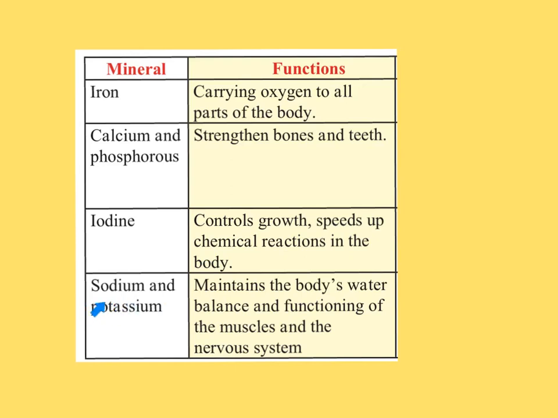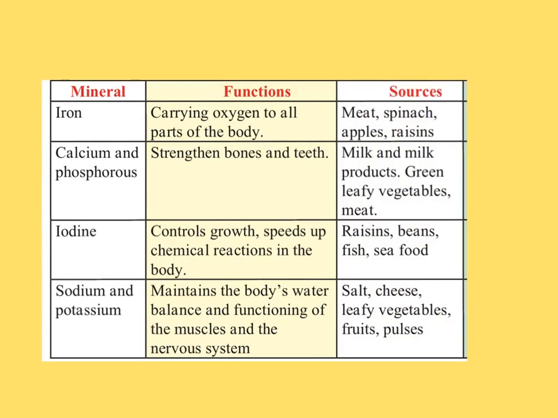So there are different digestive juices which help in the process of digestion. Now let us see what is the role of sodium and potassium. Role also means what is the function. So sodium and potassium help to maintain the body's water balance and functioning of the muscles and the nervous system. Now let us see which food items are rich in these minerals.